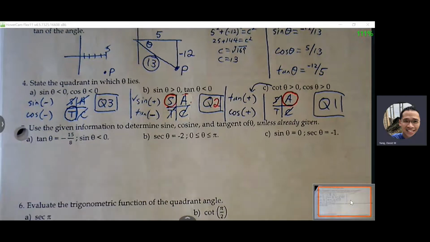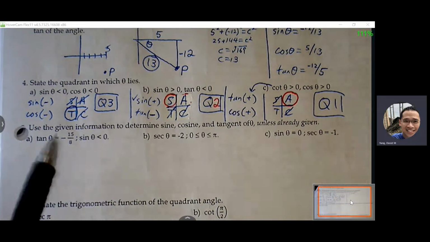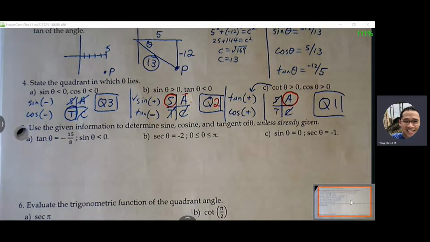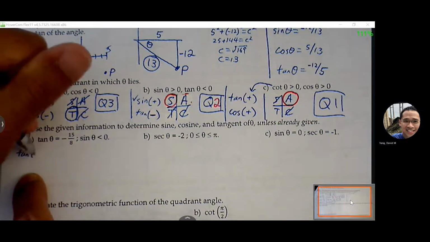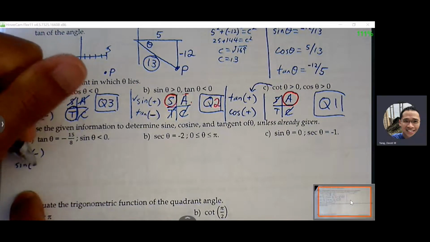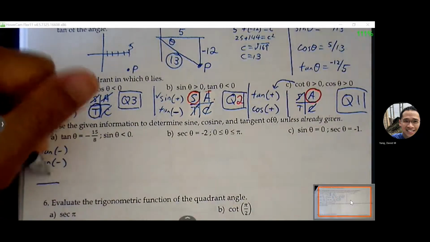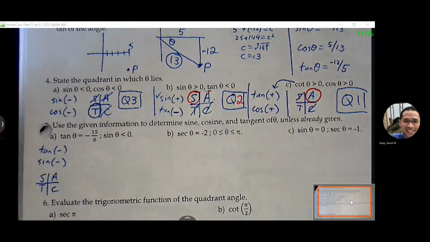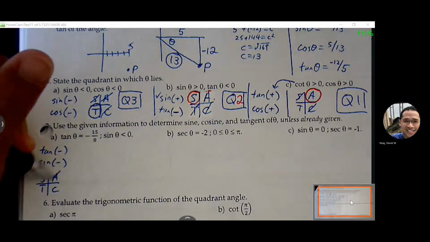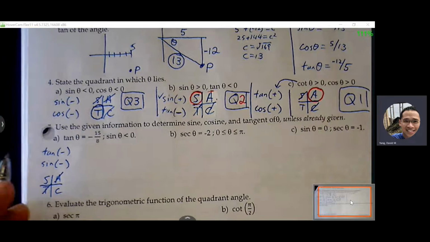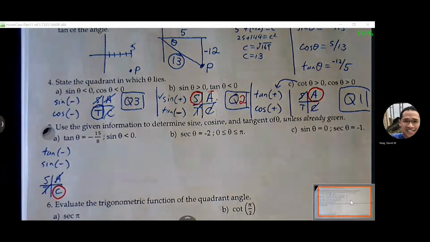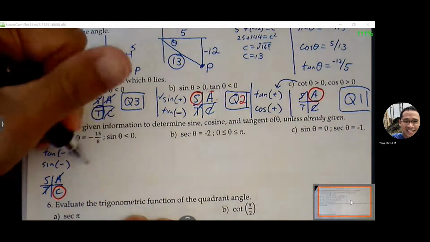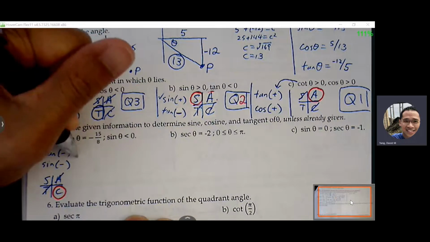Okay, just like number 4, we're going to find which quadrant we're in. Recognize that these are not unit circle values, so we're going to build a triangle and find the missing side. Tangent is negative, sine is negative. Tangent is negative in the second and fourth. And between the second and fourth, sine is negative in the fourth. So we know we're going to be drawing our triangle in the fourth quadrant.